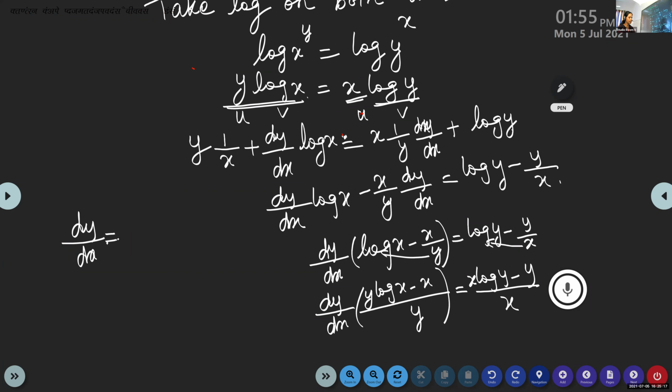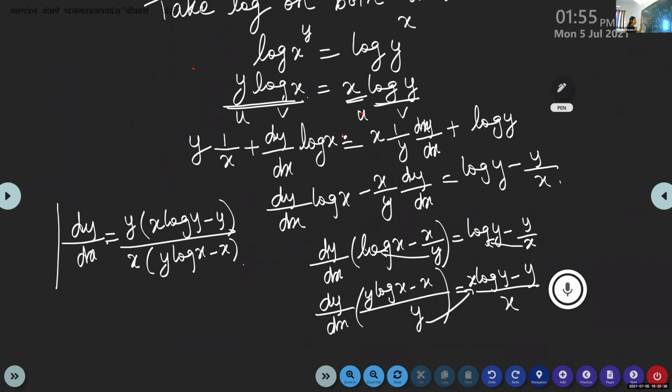What is dy by dx? By y, if you take it to the other side, it is into y, isn't it? So it is y into... the denominator will go to the numerator, isn't it? y into (x log y minus y) by x into (y log x minus x). So this is our dy by dx. Is it okay, children?